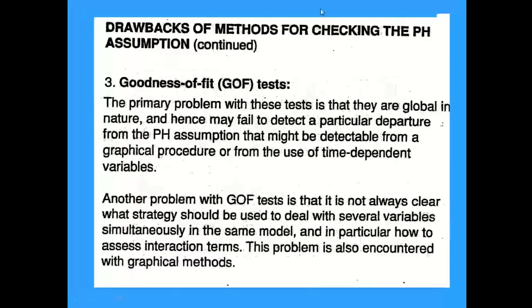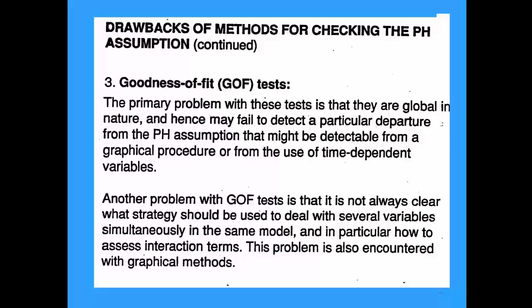And then the goodness of fit approach, which I'm also going to talk about, the problem with this approach is that, as I say here, they are global in nature and hence fail to detect a particular departure from the proportional hazard assumption that might be detectable from a graph. If you use this goodness of fit test, you're getting this single answer, significant, not significant. If you're looking at a graph, you can look at the graph.